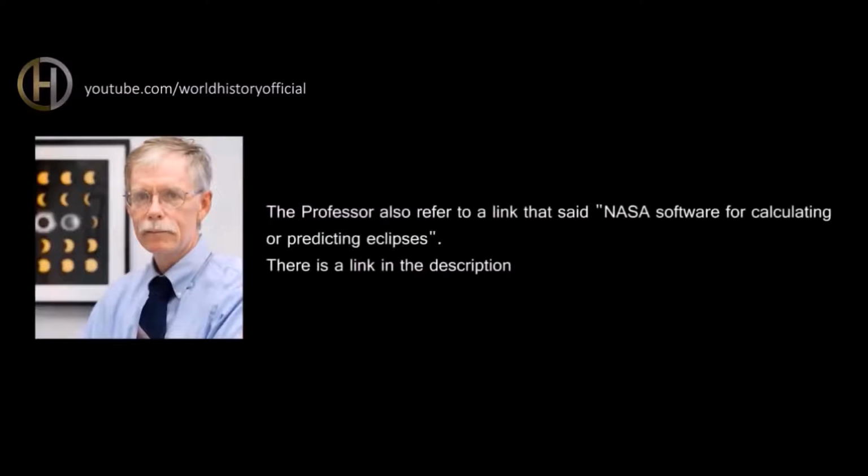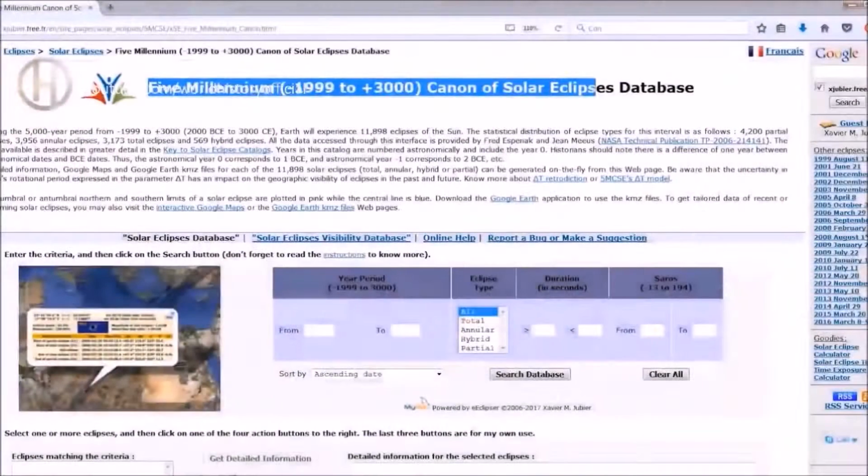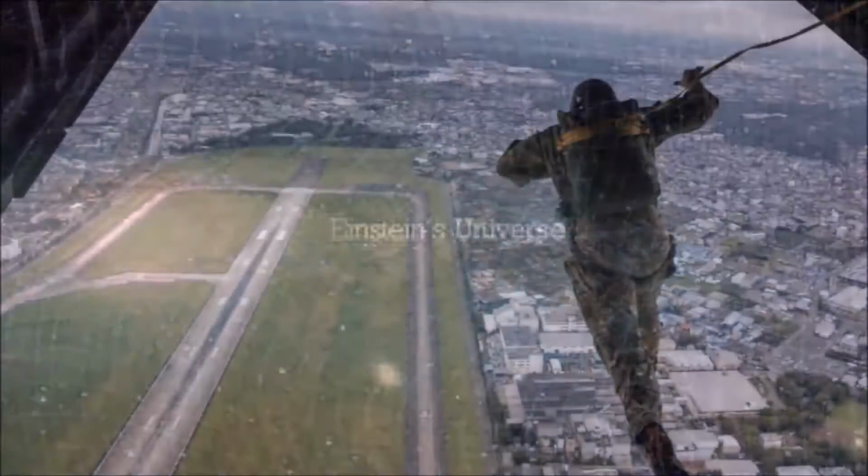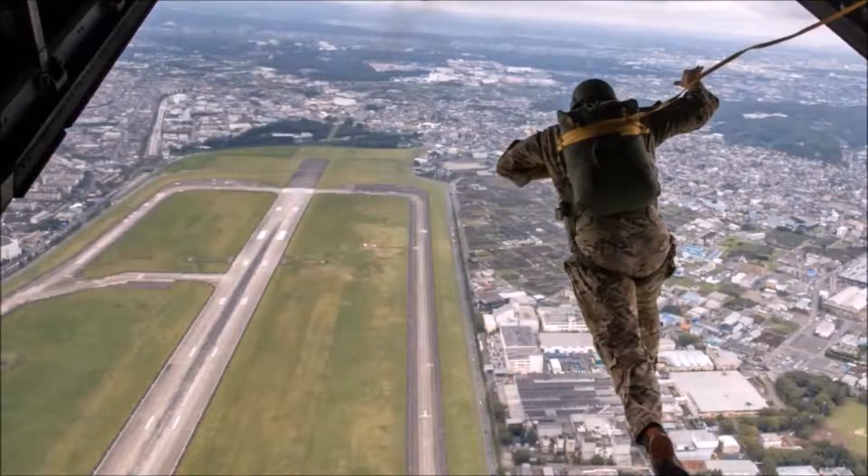The professor also referred to a link that said, NASA software for calculating or predicting eclipses. Just try to tell him to wear glasses and read correctly, at the bottom right of this website. And what is it? Eclipse software that is published by NASA, and it uses the Saros cycle. In short, the argument that there is no flat Earth model and that they can't predict is out the door.